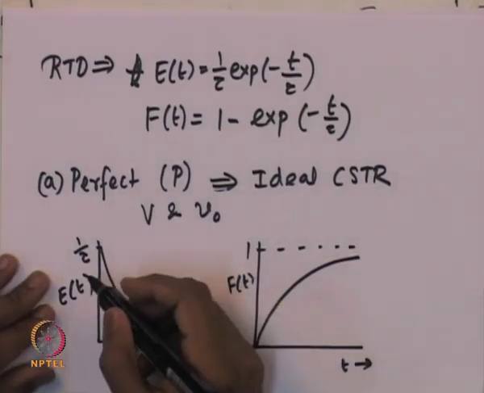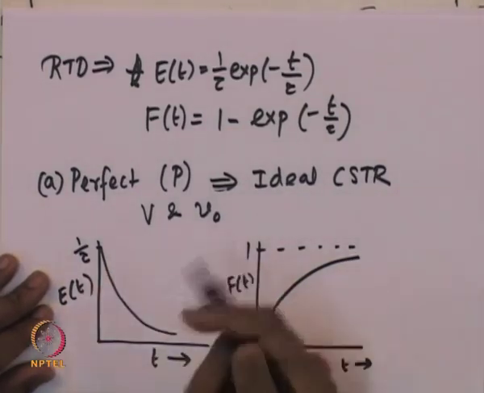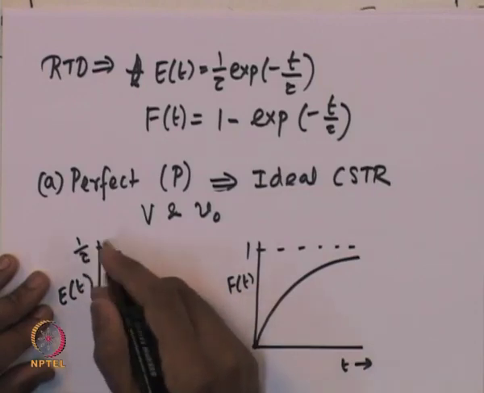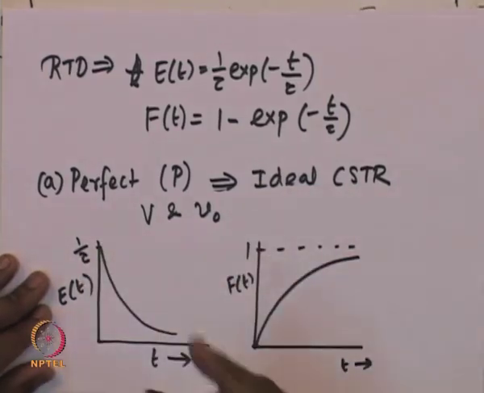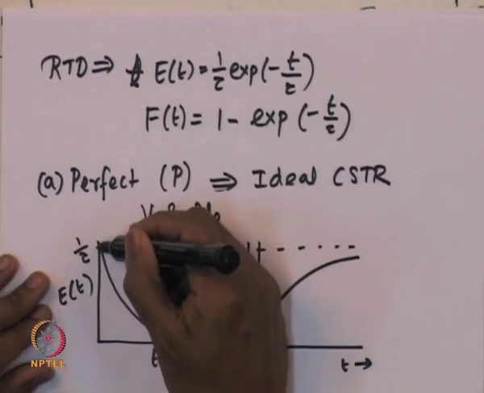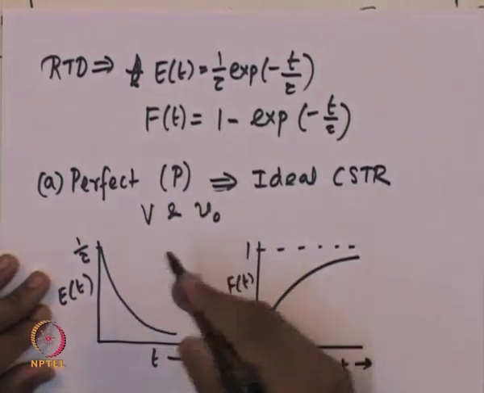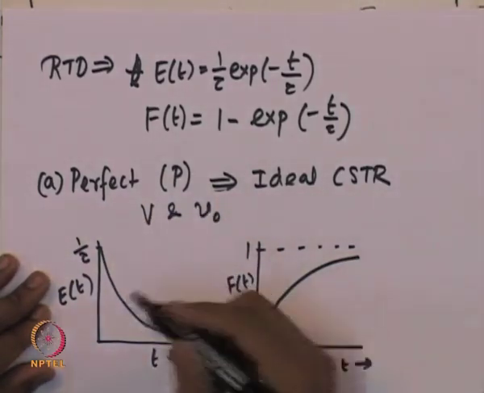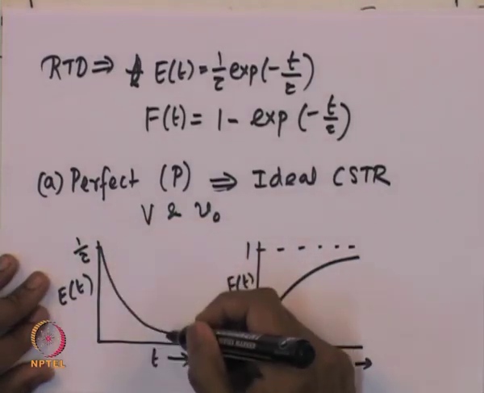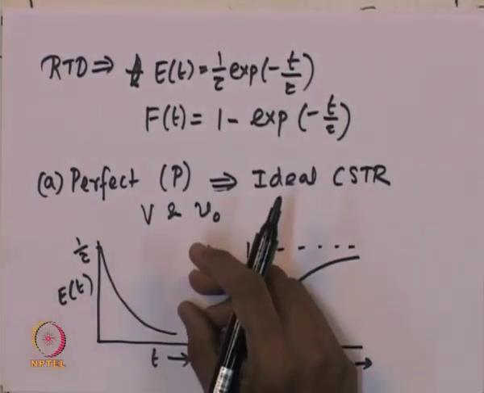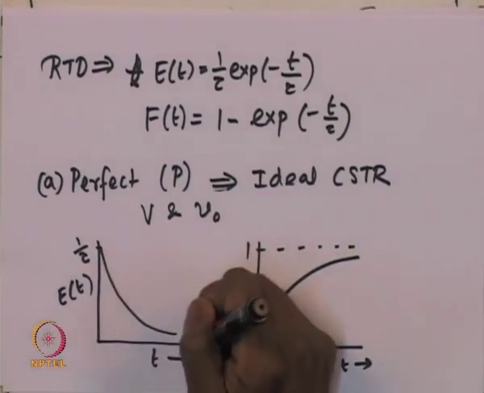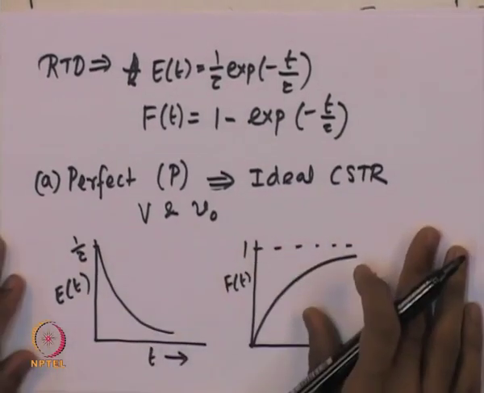So, now if the space time of the reactor, tau, is very large, then the decay of this exponential curve and the corresponding concentration curve is going to be extremely slow, which means that the tracer spends a lot more time inside the reactor, and therefore the decay of this E curve as a function of time is going to be very slow.